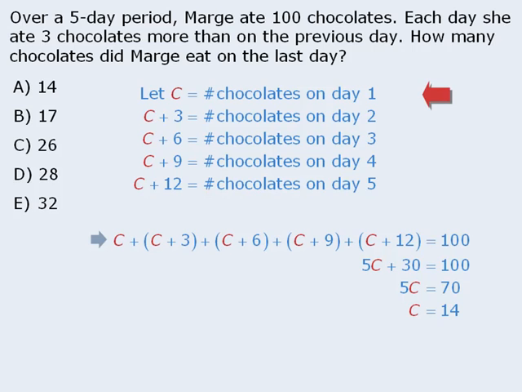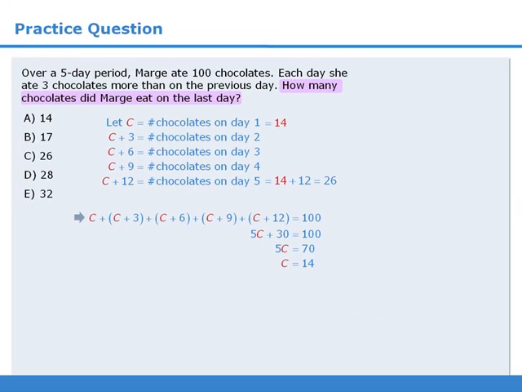Now, C represents the number of chocolates eaten on day 1. The question asks us to find the number of chocolates eaten on day 5. Since C plus 12 represents the number of chocolates eaten on day 5, and since we now know that C equals 14, we can replace C with 14 and evaluate this to get 26. So Marge ate 26 chocolates on day 5, which means the answer here is C.